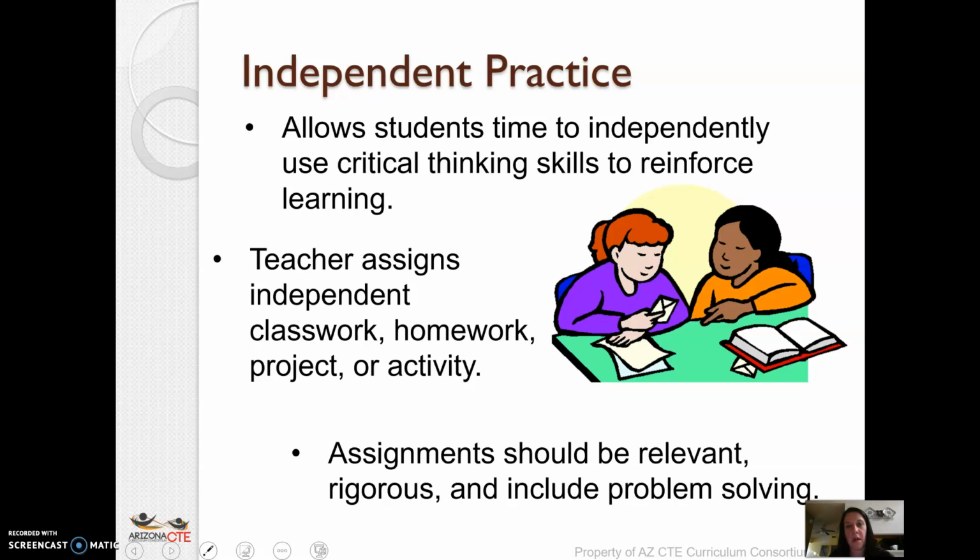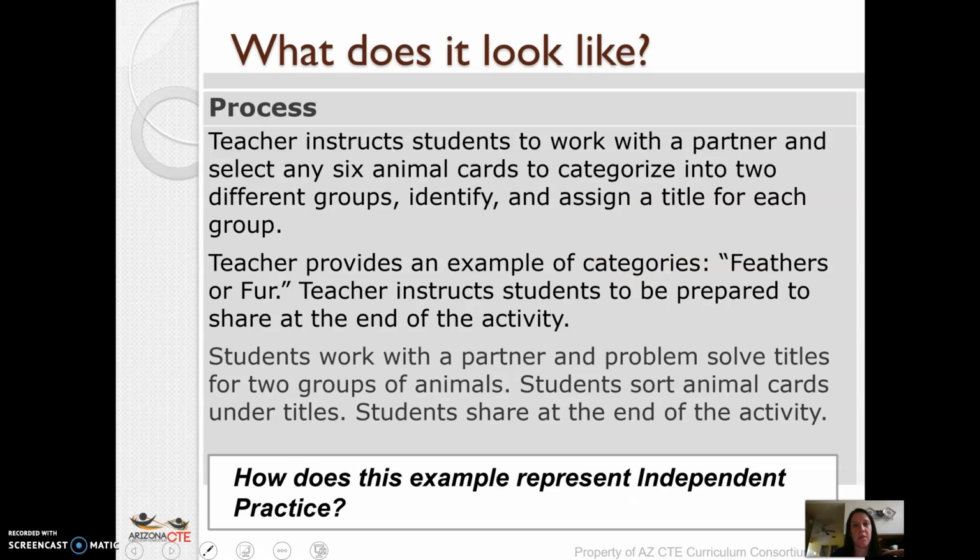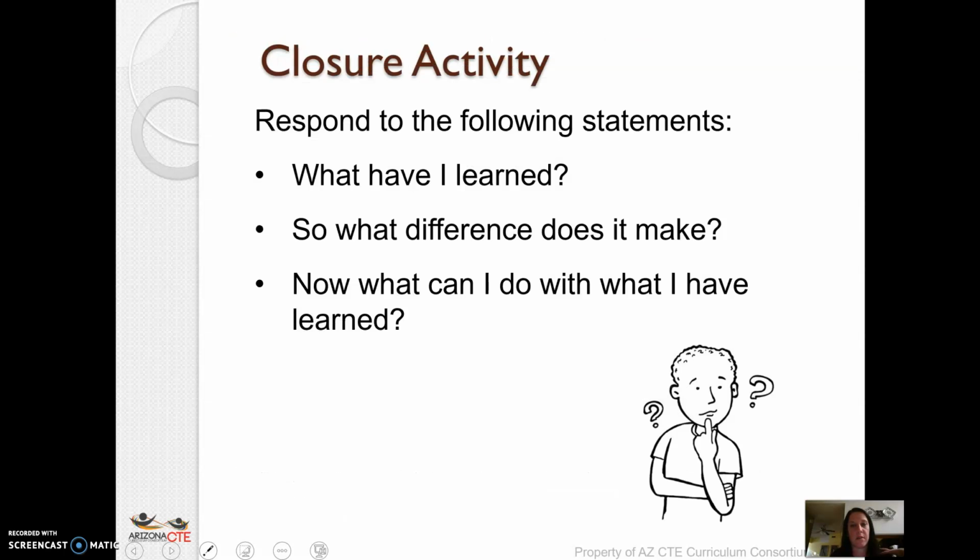So sometimes students will just throw in an independent practice and it does not connect to what the objective is, what the standard is. So you need to make sure all of that is aligned, meaning they all match. So take a look at this, read it, and on Edpuzzle, explain how it represents independent practice.